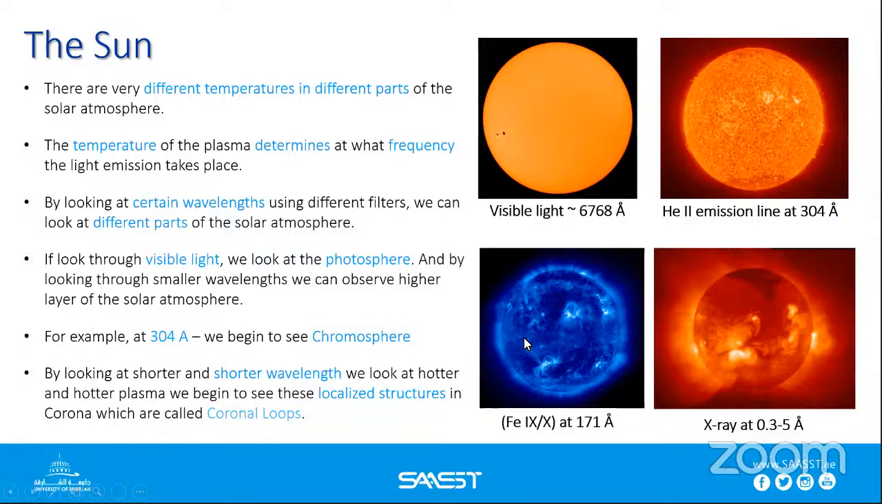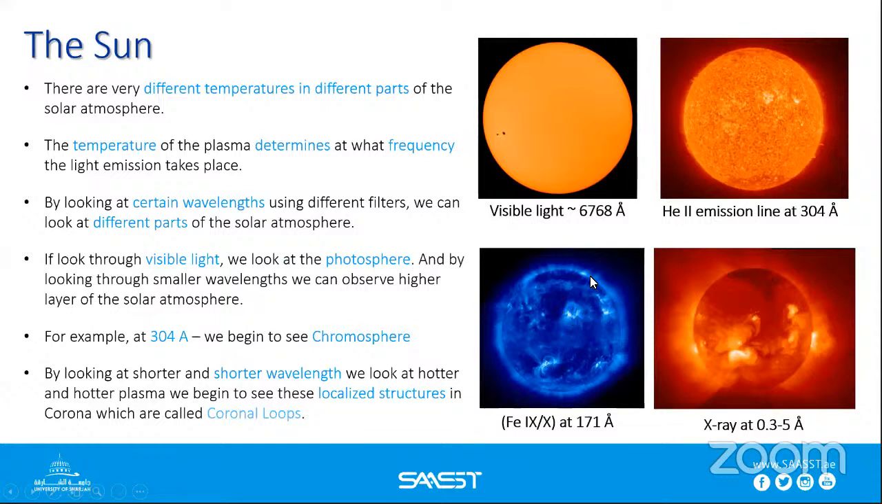So one of the features which I'm going to focus on are these features here, the loops. These loops begin to appear in the solar atmosphere very often, especially when there's high solar activity.